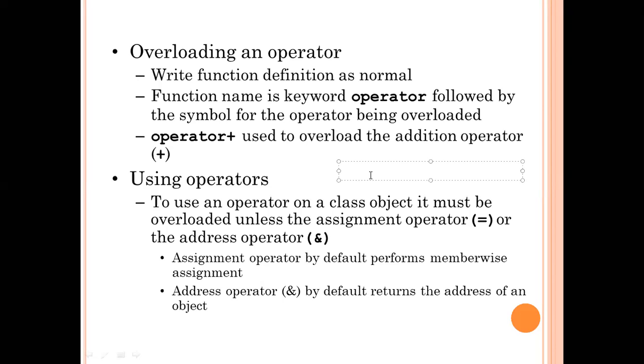If you remember, we have used it with the new keyword, where we have an object, let's say, B, and we create it with the assignment operator. The same applies when you use the ampersand sign. The ampersand sign is the address operator, and by default it will return the address of an object.